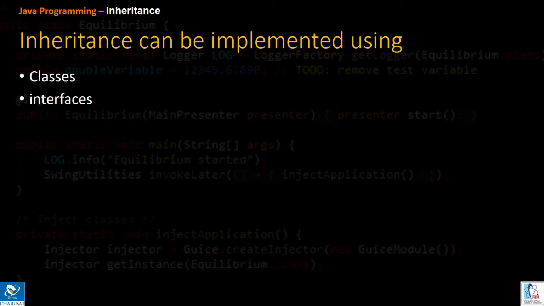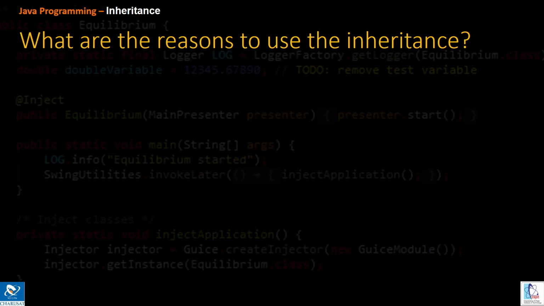So inheritance can be implemented using classes as well as interfaces. So far, whichever examples we have seen were with the help of classes. We will come to the interface later on. So what are the reasons to use inheritance? Let's see the reasons.